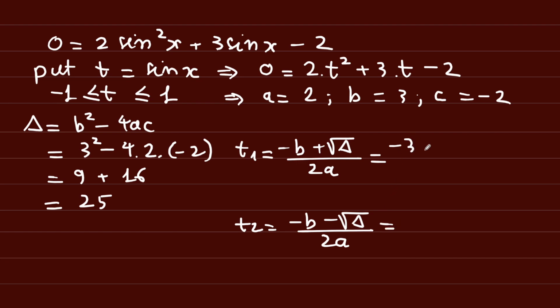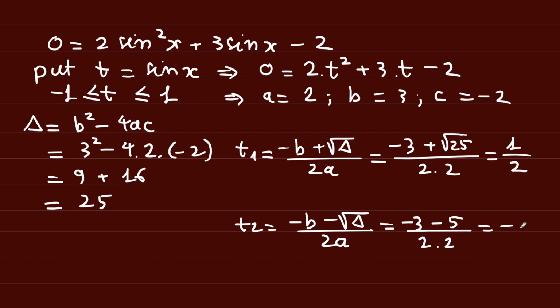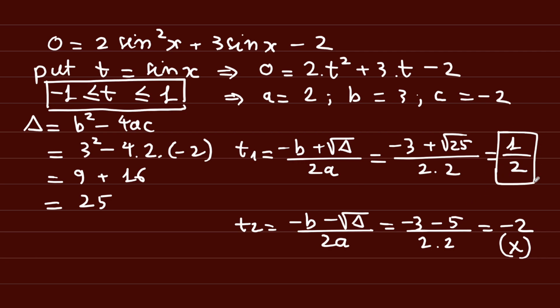And minus b means minus 3, square root of 25 equal to 5, over 2 times 2 equal to 4. Here 5 minus 3 equal to 2, and 2 over 4 means 1 over 2. The second one you got here is minus 5 minus 3, which is minus 8, over 4, which means minus 2. But you got a problem. About the value of t, the only acceptable interval in the domain of t is minus 1 to 1. But for the negative 2 here, this is outside of this interval. So we cannot take this value, but we can take the acceptable solution 1 over 2 here.